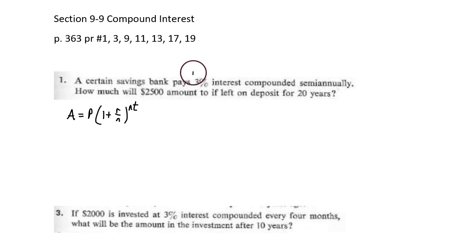The 3% means that R is 0.03. Compounded semi-annually means twice per year, so N is equal to 2, the number of times per year that the interest is figured out. The $2,500 that's left on deposit is the principal deposit, and the 20 years is the value of T. The only thing we don't know is capital A, how much it's worth after 20 years. So let's make our substitutions.